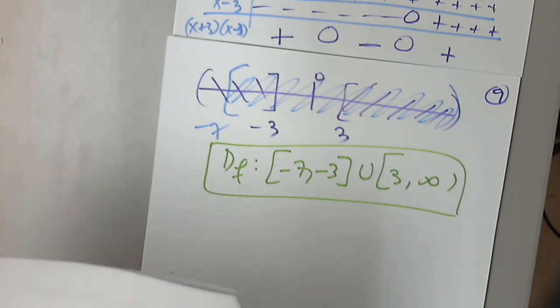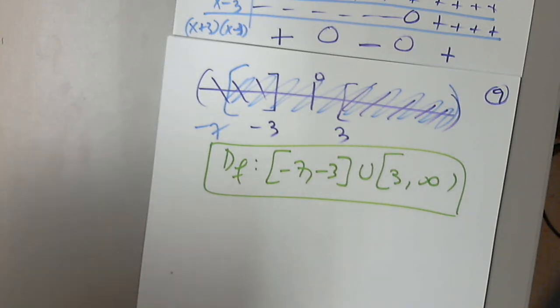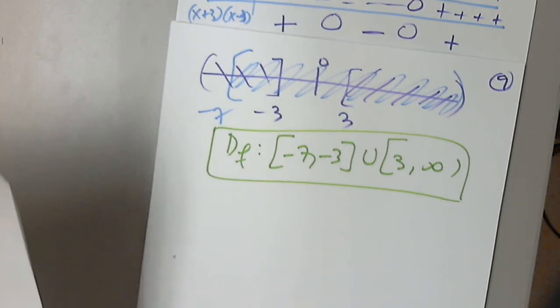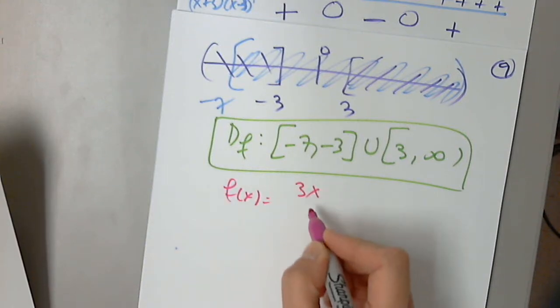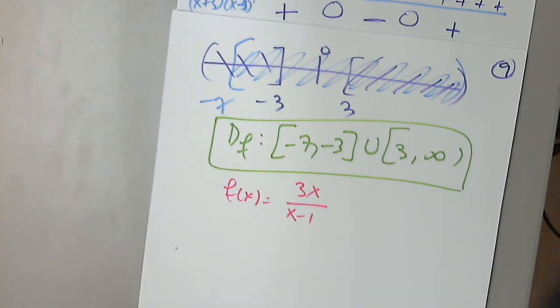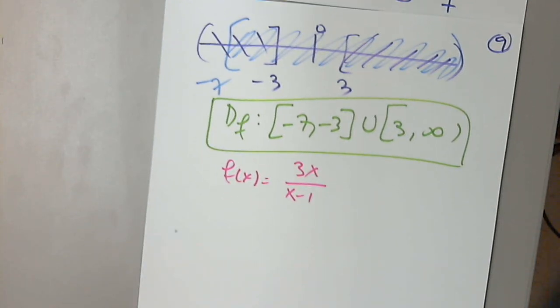Okay, anything else from here? Yes, Glenn? Can you just review this one? So we have f of x, which is 3x over x minus 1. We're asked to find and simplify the difference quotient for this function.